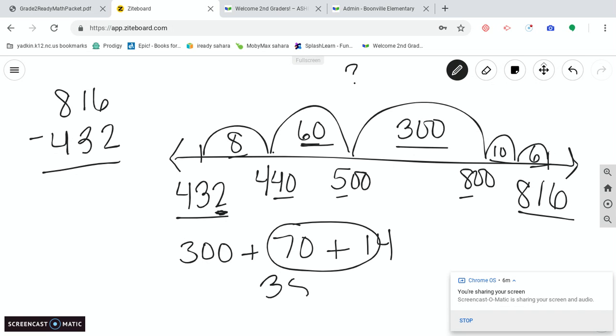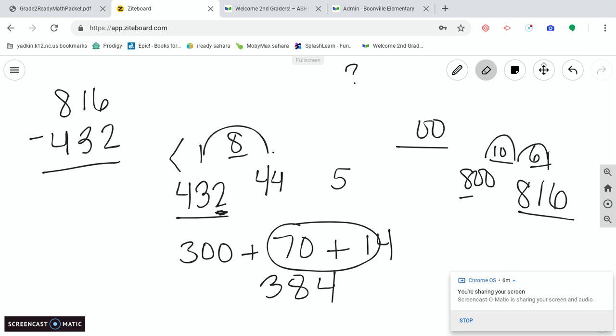So I have 384. Same answer. For some of you that was a lot easier. For some of you it was a little bit harder. Depends on what you're used to doing.